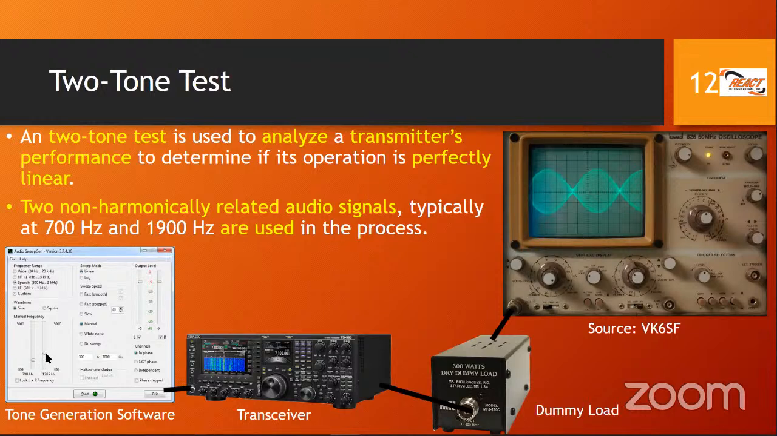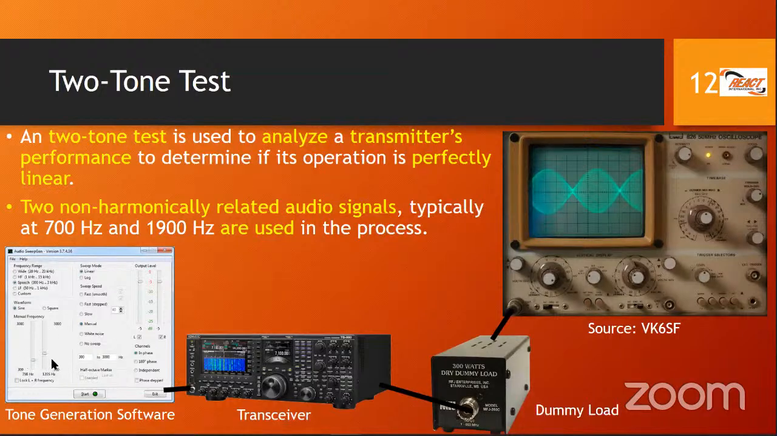And you can slide and select. Now, typically, you'll use around 700 hertz and 1900 hertz as the two tones. The important thing about the two tones that you're using for the two-tone test is that those two tones must not be harmonically related. We say non-harmonically related audio signals are what you use. So you use, let's say, an instrument, or you can use software on a computer with a sound card, and generate these two tones.